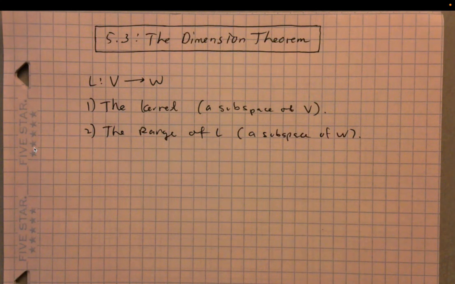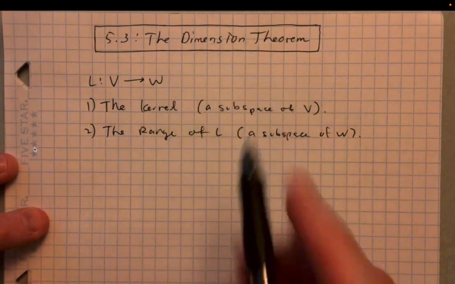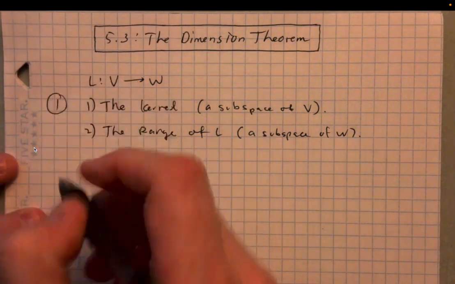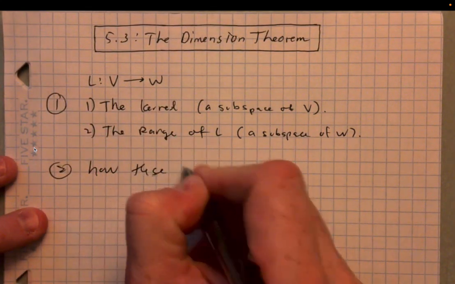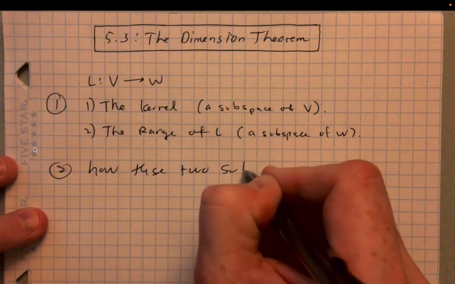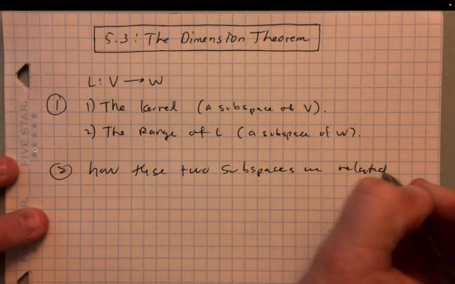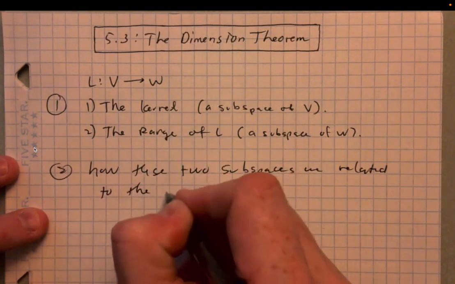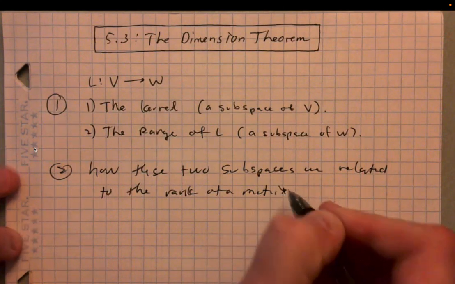And then those two subspaces are the key ingredients of the famous dimension theorem. So first we'll do this. Secondly, we'll talk about how these two subspaces are related to the rank of a matrix. Okay, so we'll get to that.